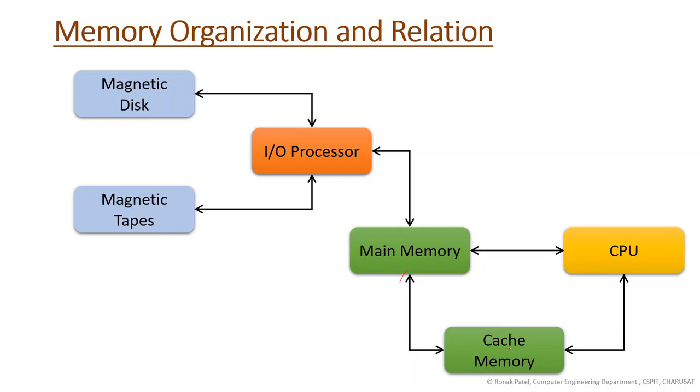Okay, so if data is not available in cache memory, then it will take it from main memory. If data is not available in main memory, the data will be brought to main memory from auxiliary memory. These are the auxiliary memory. So you see the hierarchy: cache to main memory to auxiliary memory.